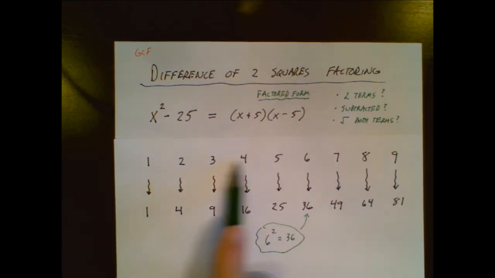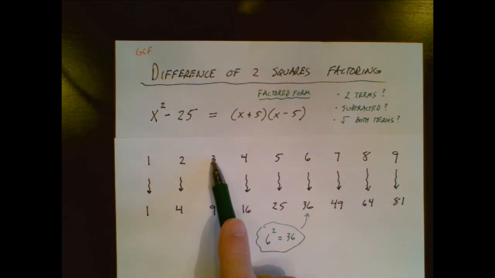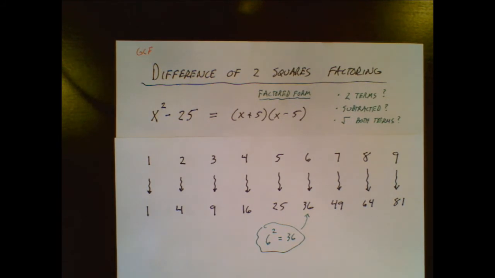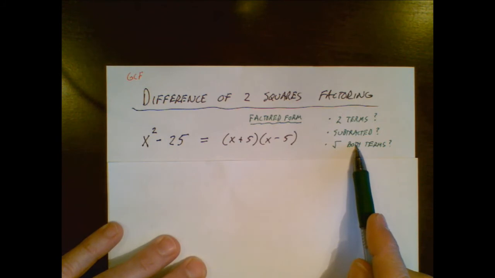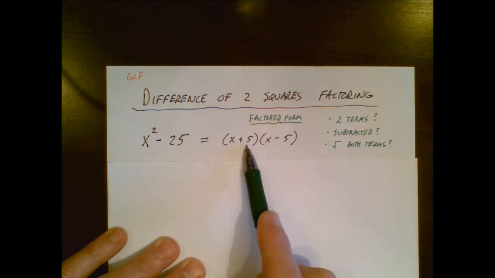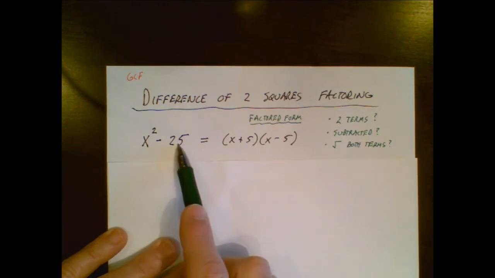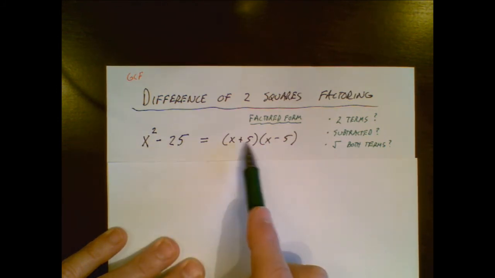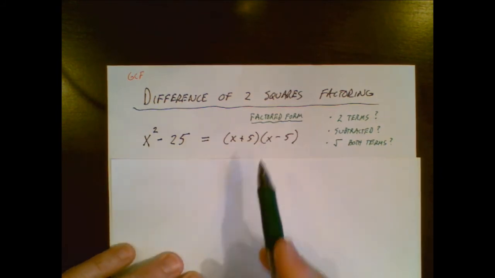That's why I think it's important that you have this list either in your head or available. When I see a 25, I know its square root is a 5. When I see a 9, I know its square root is a 3. If I can say yes to all 3 of those questions, then I just write it in this form. It's the square root of the first term, the square root of the last term, with a plus and a minus. This is turning into that when I go to factored form.